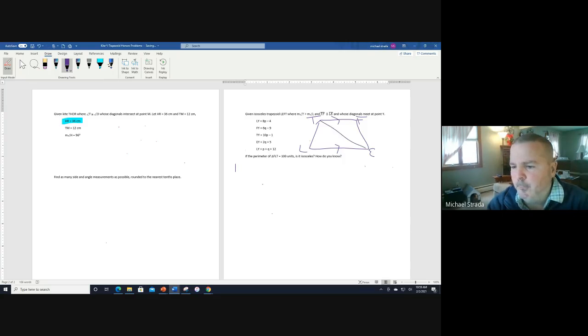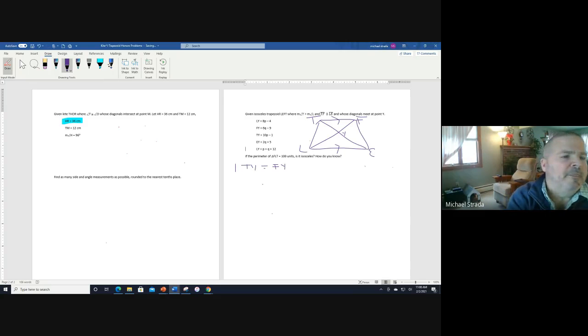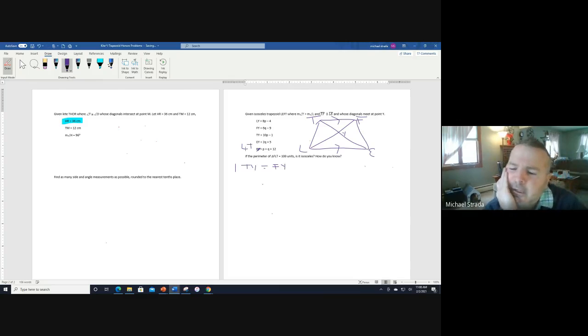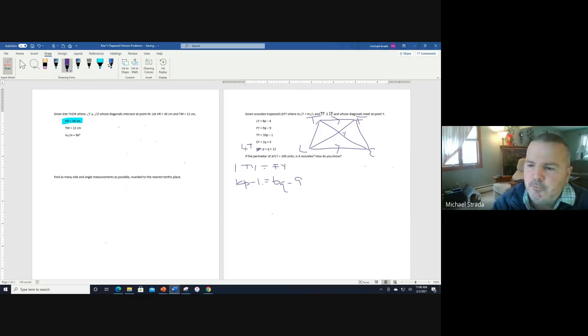And whose diagonals meet at point Y. So what that tells us, ladies and gentlemen, is TY equals FY. The one thing we do have to fix is this shouldn't be LY. I apologize. That should be LT, the last one. So TY is equal to FY, so 10P minus 1 equals 6Q minus 9. Those are congruent to each other.